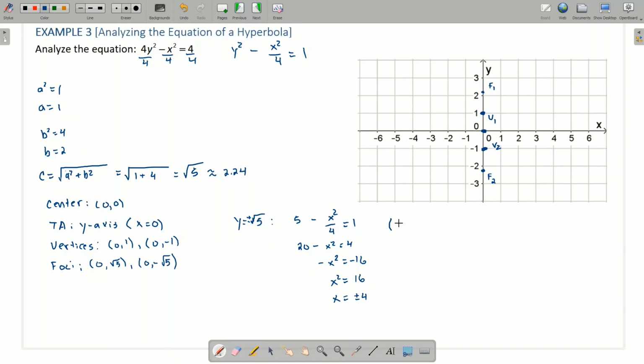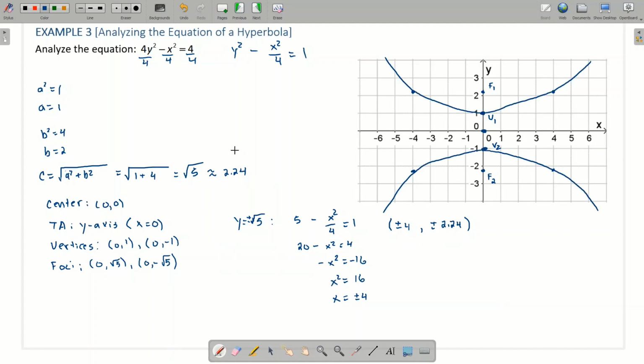So this is giving us 4 points. It's saying if the y value is approximately plus or minus 2.24, then the x coordinate is going to be plus or minus 4. So going right here, go to the focus. We can go 4 units to the right, keeping the y value the same, 4 units to the left, keeping the y value the same, and then go down here, do the same thing. And then we can plot those points, or connect the points.